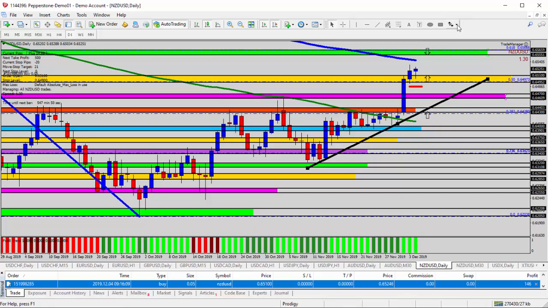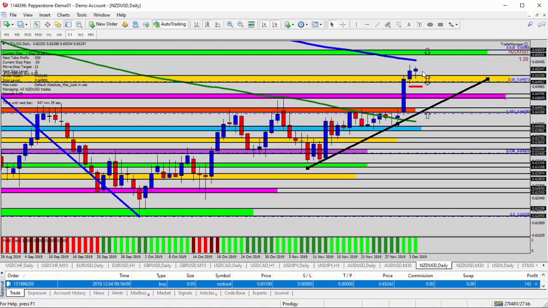And the risk is pretty easy to figure out. You just don't want it to get back underneath that yellow zone, 65 or 0.6495, the bottom of the yellow zone, and the 50% retracement level of the blue trend line. And that's what we're trading. We're trading above the yellow zone, targeting the green zone.